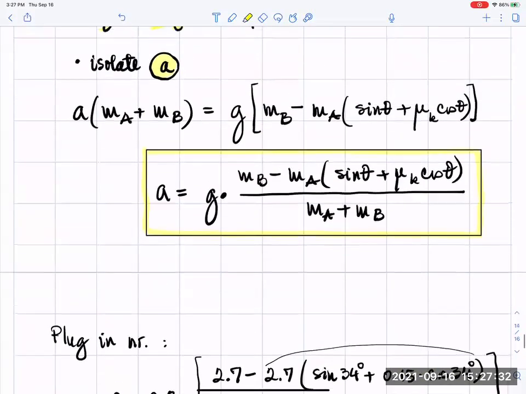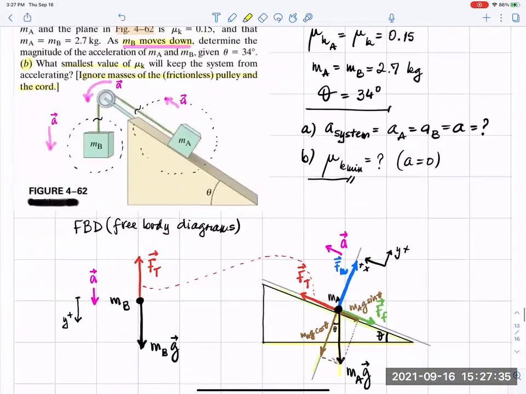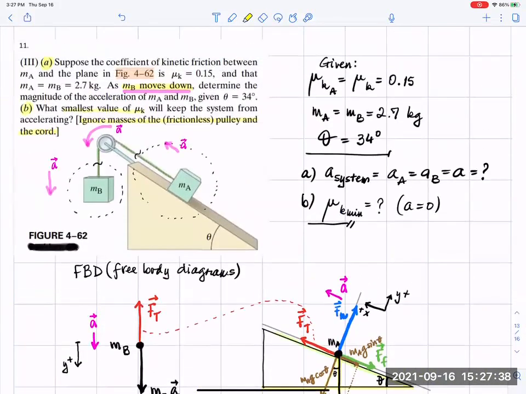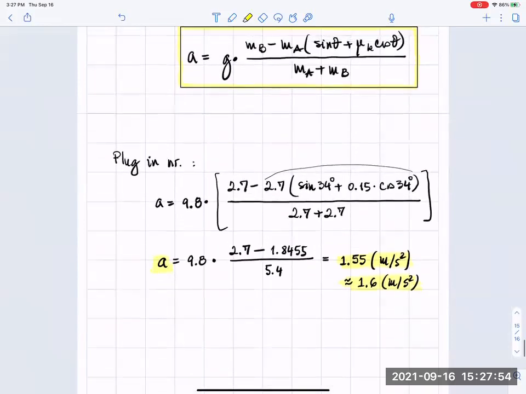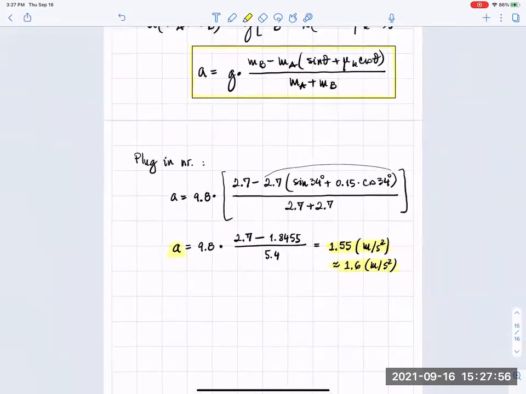Okay. So let's see what it says on part B. So now on part B, they ask you what is the smallest mu k that will keep the system from accelerating. Again, what does that mean? It means that the acceleration is 0. So that makes our life kind of easy because we already determined what the acceleration is. So I'm going to zoom out so we can look at that formula, right? So for part B, if the system is not moving, velocity is 0. There is no acceleration. Acceleration is 0. So then you can take the formula that you just got, and then we can have a discussion on that.